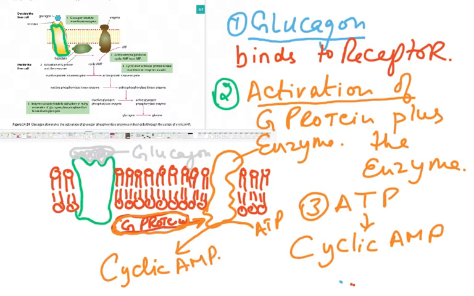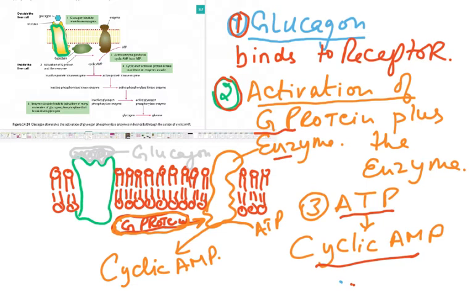So the 3 steps which we've got to remember. Step number 1 is glucagon binds to receptor, number 2 is activation of G protein and enzyme, and number 3 is ATP is converted to cyclic AMP. So please everybody try to memorize this.